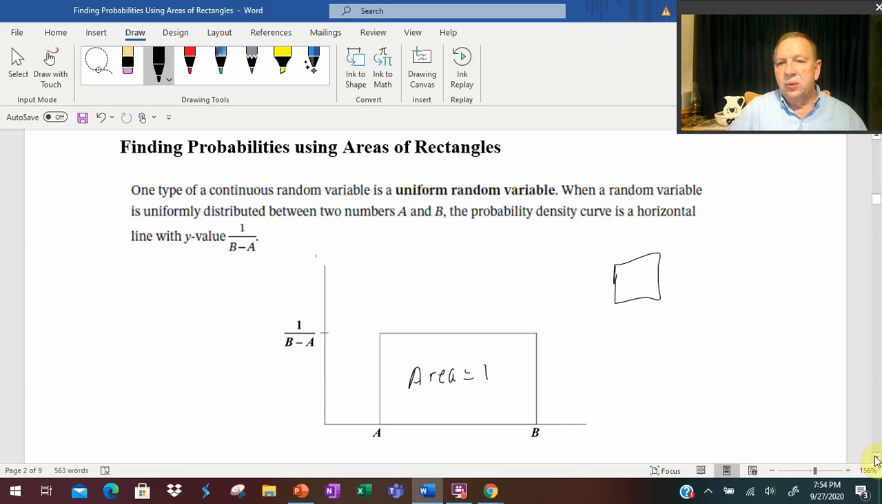The area of a rectangle is equal to the length times the width. So that's what I'm going to do here. The length of this thing is just going to be B minus A. So this was 4 and this would be 2.